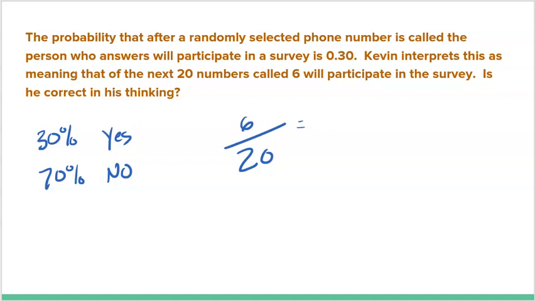Now, 6 divided by 20 is 30%. But that's not correct thinking, Kevin. Remember, 30% yes is only in the long run. 20 phone calls is not the long run, Kevin.